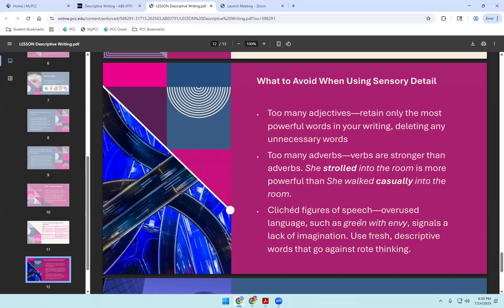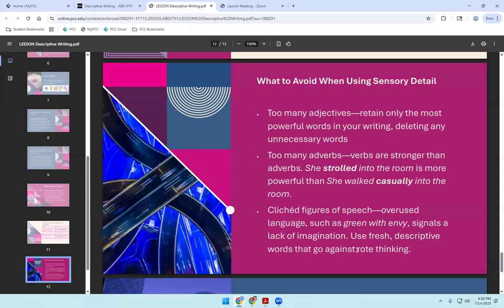So in this case, they're talking about kind of walking. She strolled into the room. It's more descriptive than she walked casually. We had to put two words together, but if we had a good descriptive word, we'd stick with that. We also want to avoid just cliched figures of speech, the overused ones such as green with envy. It's just something that's been said, the kinds of things that are said over and over and over. They're not really enhancing our understanding. They're just using common phrases.